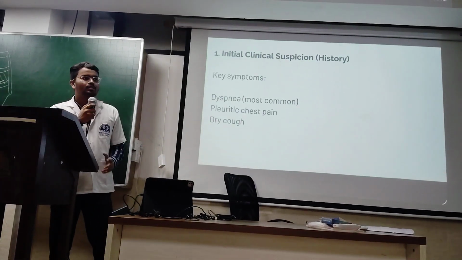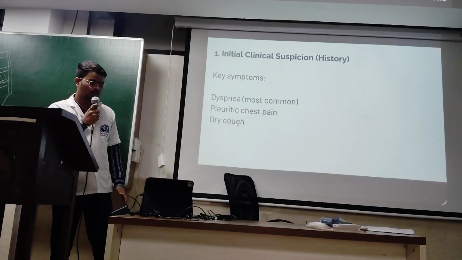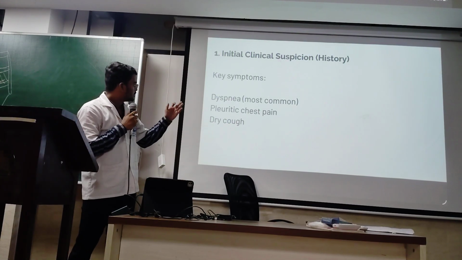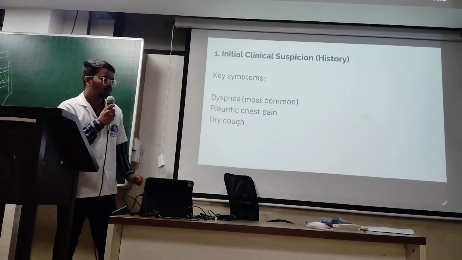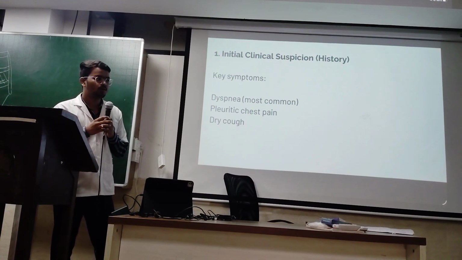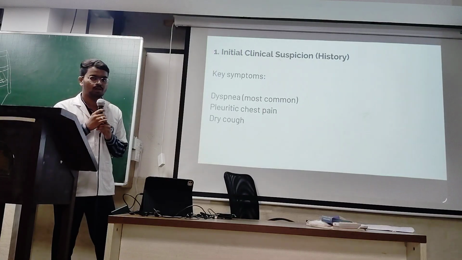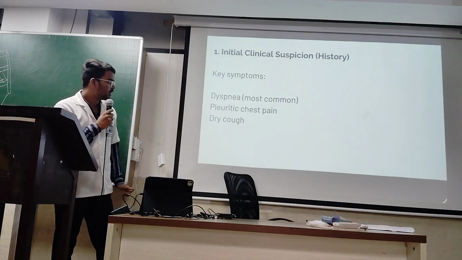When the patient comes in the OPD, during the history we can find some signs such as dyspnea. Dyspnea is difficulty of breathing, due to the restriction of lung expansion. Then we can see the pleuritic chest pain.